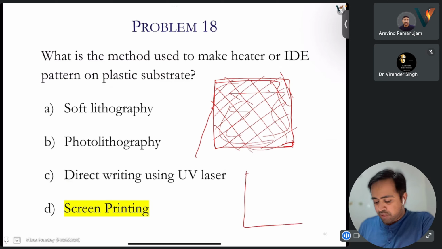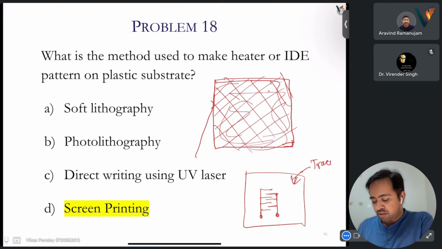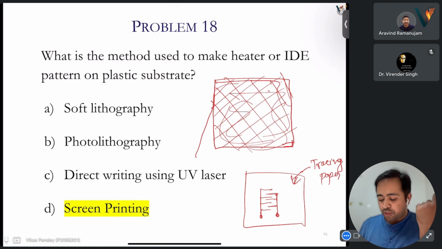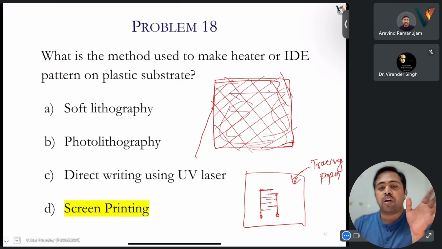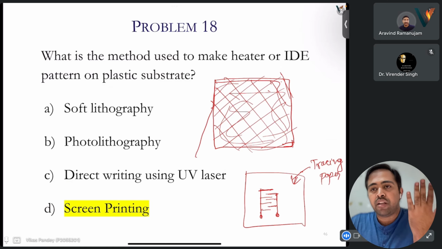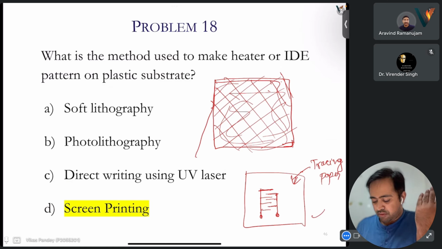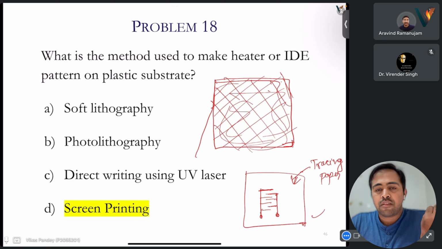Then suppose we have to make the ID pattern. On a transparent paper, that is tracing paper, you print the structure that you want. Now, in what areas will light pass if we put this tracing paper in light? Unprinted regions, I think. Unprinted region.